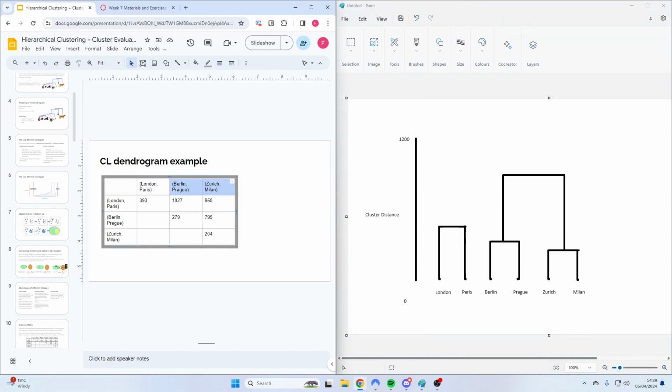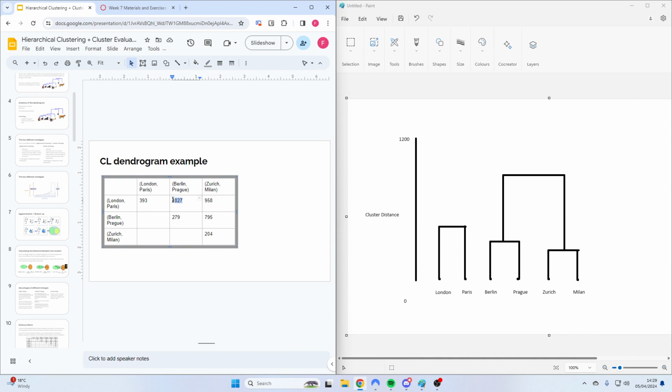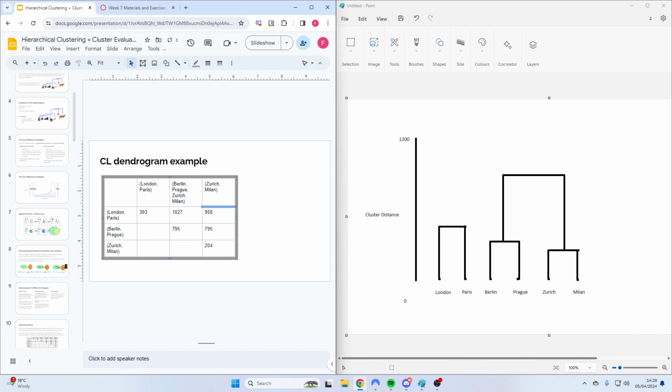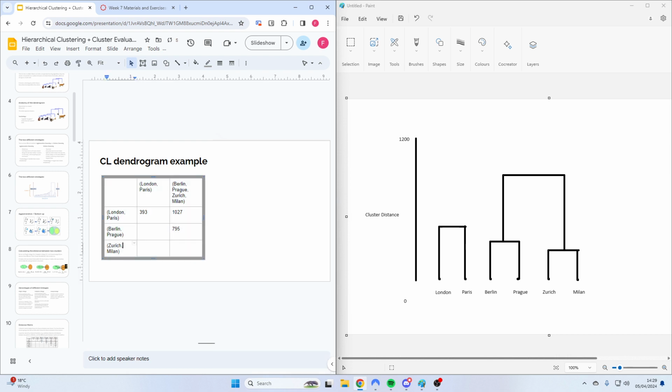So how are we going to combine these in the table? We're going to go down, which one will we pick? 1027, 958. So we're doing complete linkage, so we look at the maximum, and we go 1027. On the next step, we look at the maximum, 279, 795, the maximum is 795. And we combine all of these together. And then we can now delete this as we've combined them. And we can delete that.